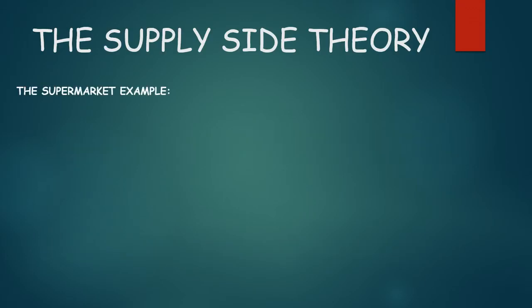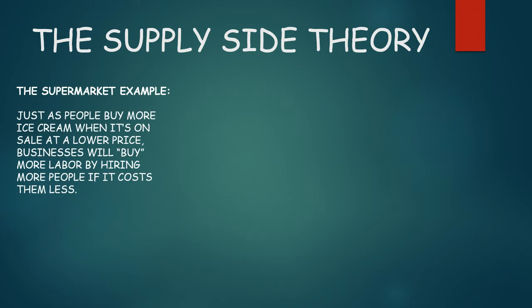Now, in supply side theory, I like to use something I call the supermarket example. Again, going back to this thing about ice cream that I tend to love so much. Just as people are willing to buy more ice cream when it's on sale at a lower price, businesses are more willing to buy more labor by hiring more people if it costs them less to do that. So you can understand how that works. I mean, you don't go to the supermarket when the prices are higher. You go there when they're lower because you want to get more for your money.